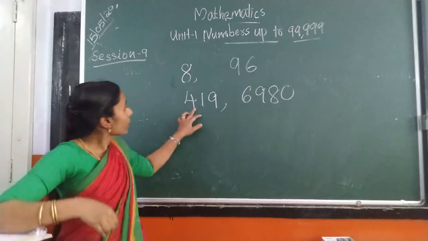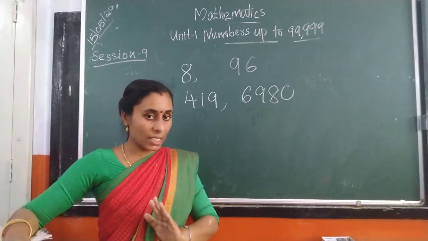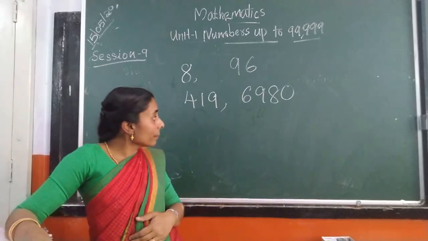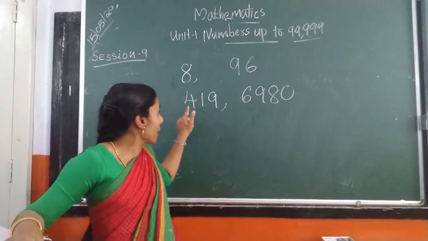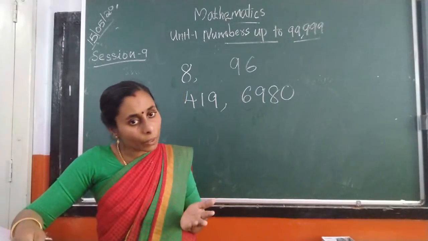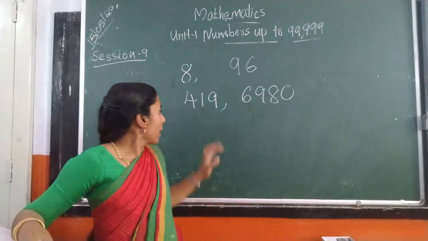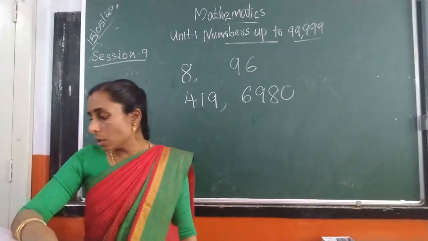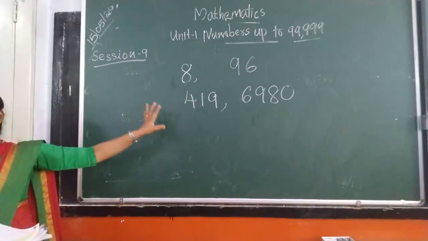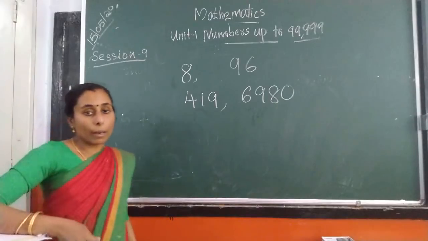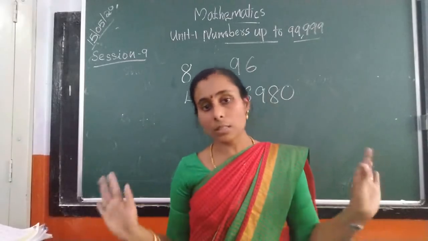What is this number? This number is 419 and this is 6980. Which number is greater? 6980 is greater than 419. Why? 6980 has 4 digits and this number has only 3 digits. So we can say that a number having more digits is greater than a number having fewer digits.